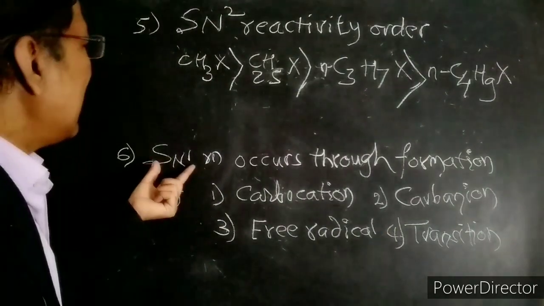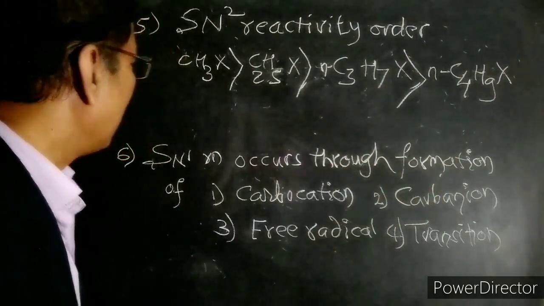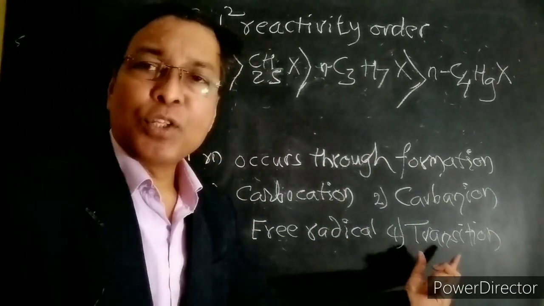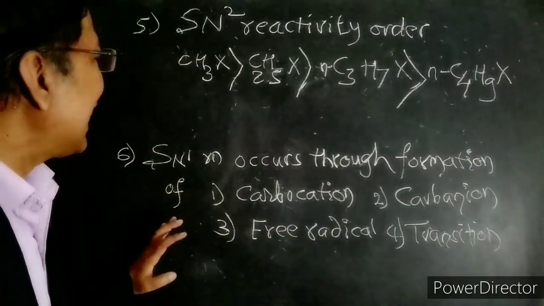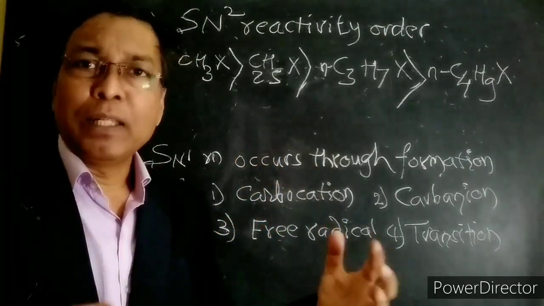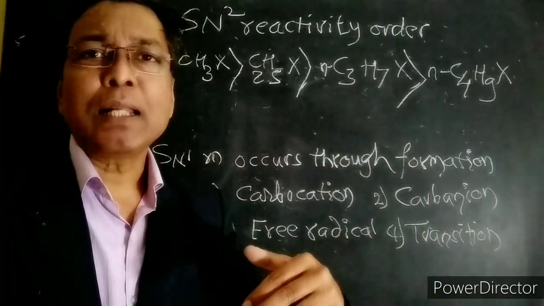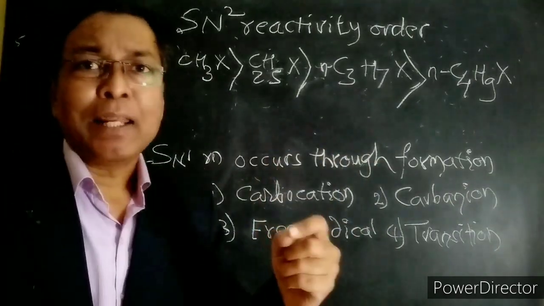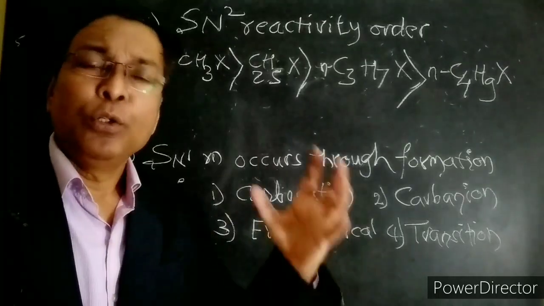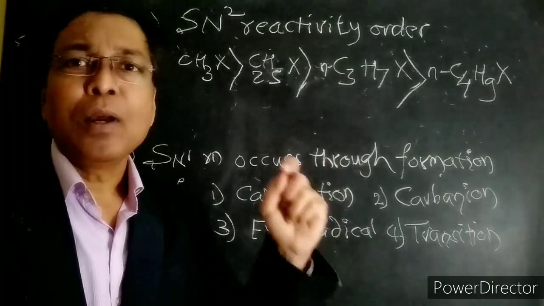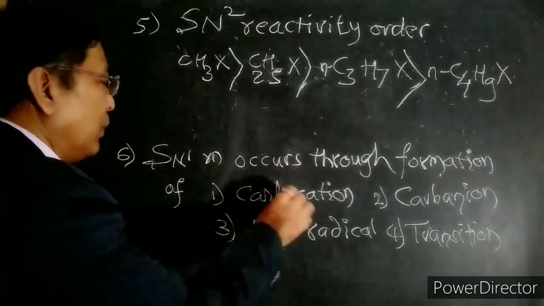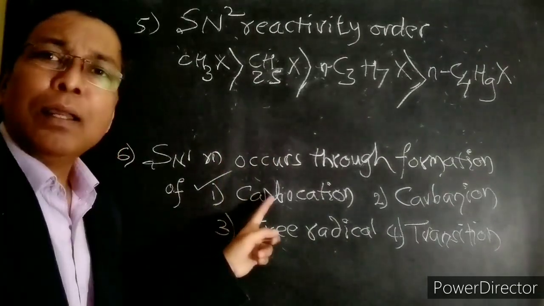In this question, SN1 reaction occurs through formation of: option 1 carbocation, carbanion, free radical, and transition state. And we have already seen that SN1 reaction takes place in carbon having bulkier groups, and the nucleophile cannot attack the carbon carrying positive charge. So due to the presence of bulkier groups, the nucleophile waits until the formation of carbocation. So the SN1 reaction occurs through formation of carbocation. This is the correct answer.